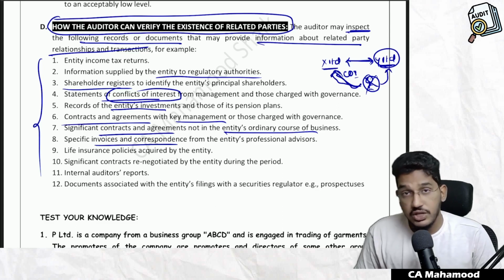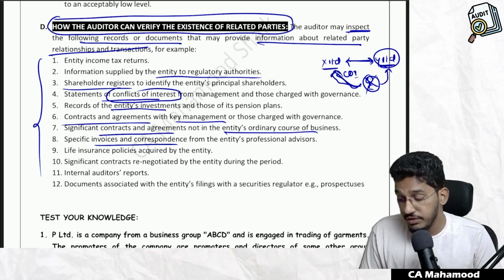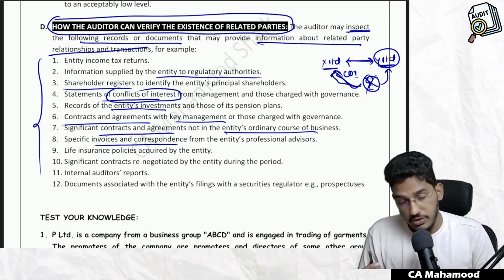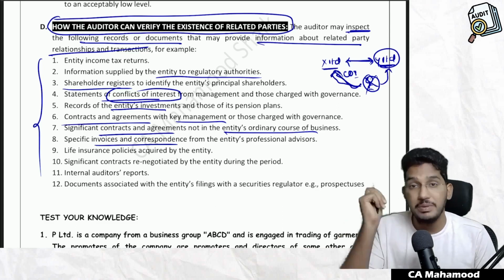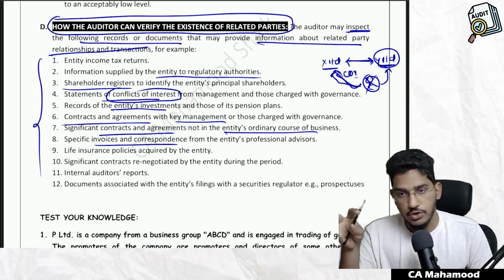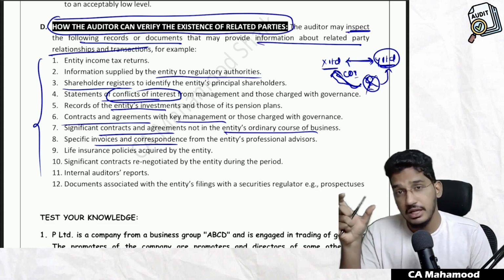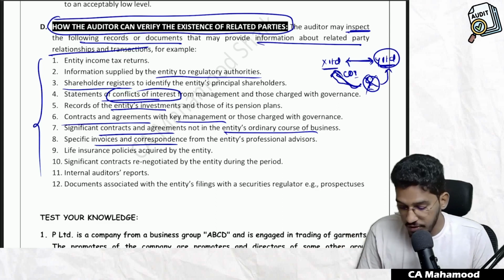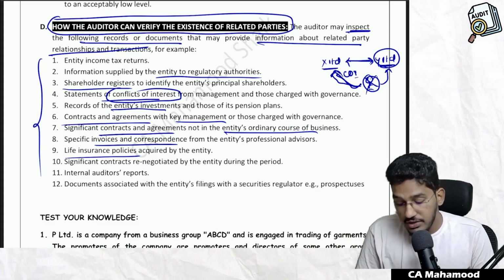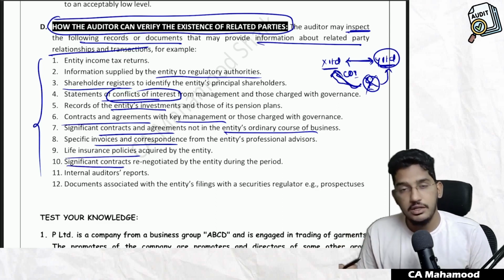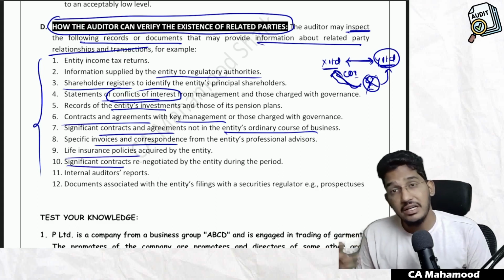Life insurance policy: check for which people your client is taking it, for example, you are conducting audit of a company. Check for which people the company is taking insurance policies, because whoever are important, for those people only they will take the LIC policies. So check the life insurance policies acquired by the entity. Check any contracts which are renegotiated. Verify whether any contracts are getting renegotiated.